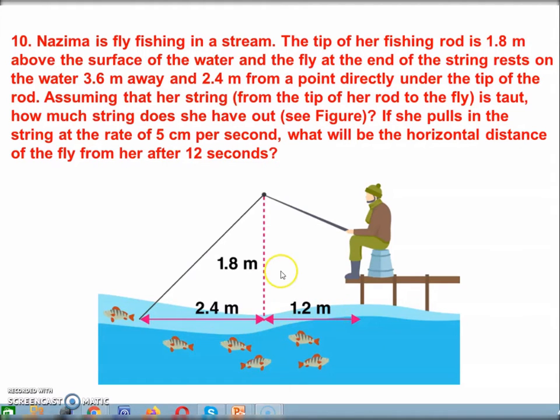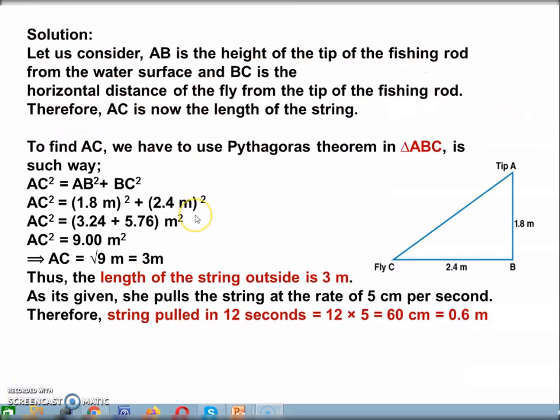Now she pulls the string at the rate of 5 cm per second. What will be the horizontal distance of the fly after 12 seconds? For applying Pythagoras theorem, the right angle triangle which I will be using is this triangle ABC. This is the tip of the fishing rod and this is the position of the fly. So this triangle I am using. 2.4 meter is the horizontal distance, vertical is 1.8.